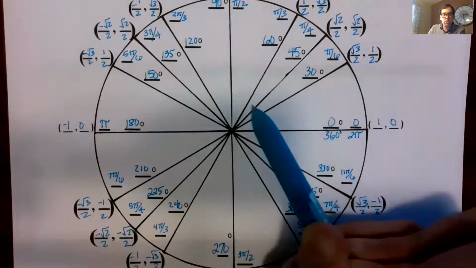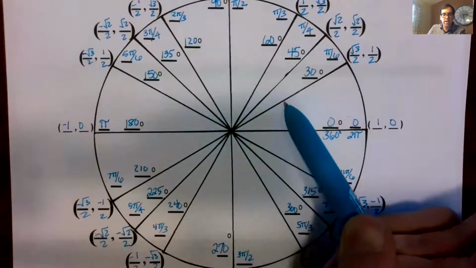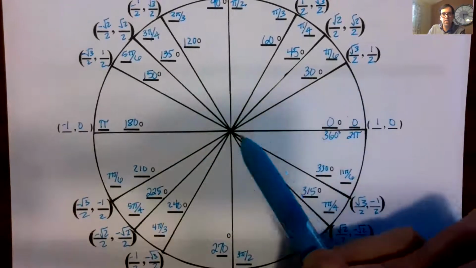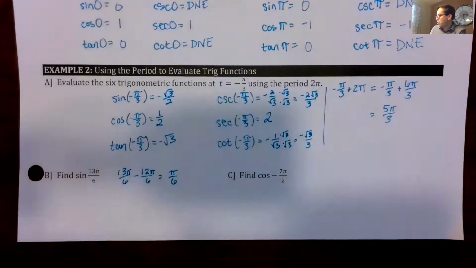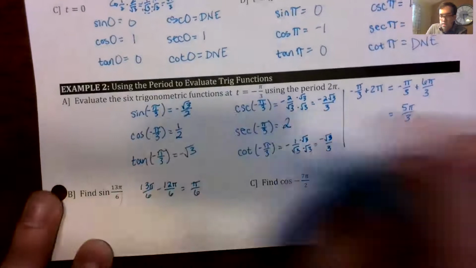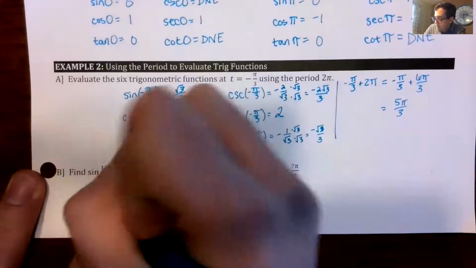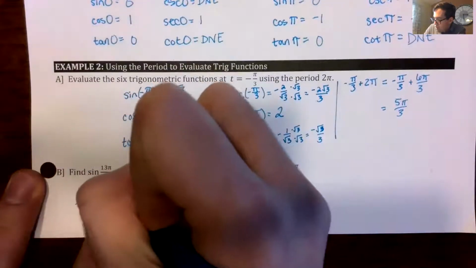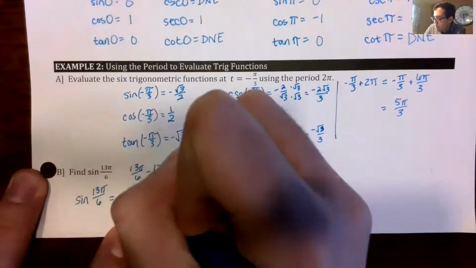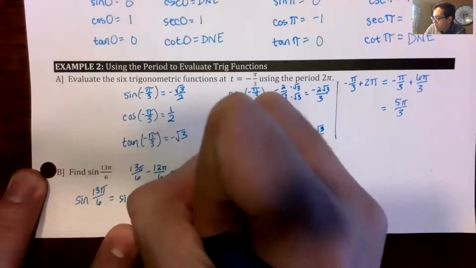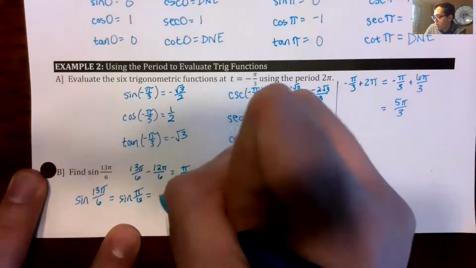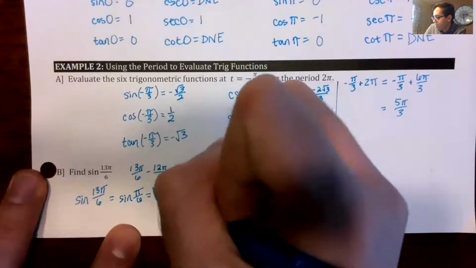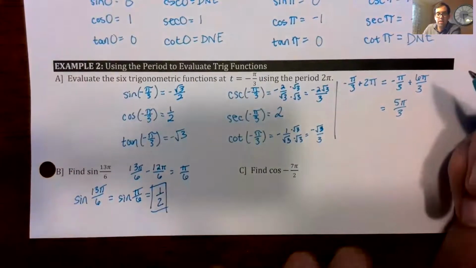13 pi over 6 goes all the way around and then to this line right here, which will give us the same trig function. What that means is that the sine of 13 pi over 6 equals the sine of pi over 6, which equals the y value at that ordered pair on the unit circle, which is 1/2. We're going to do the same thing for letter C.